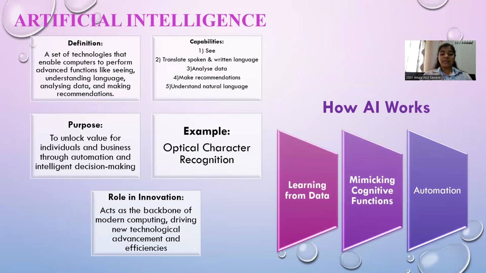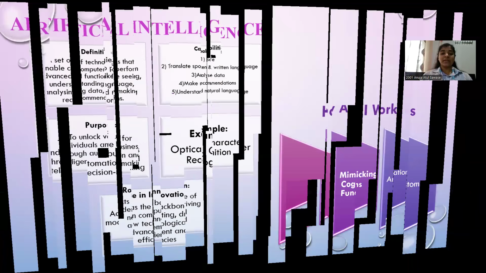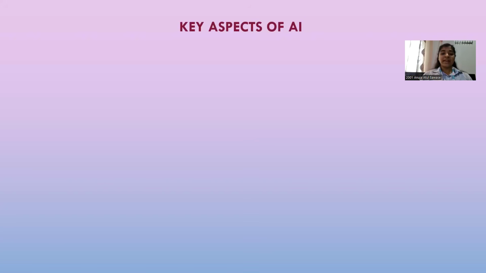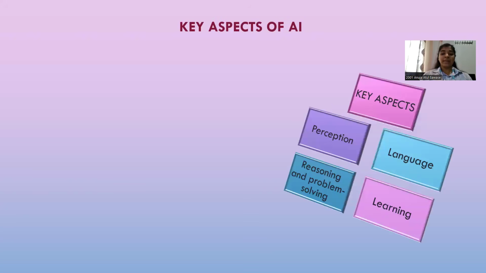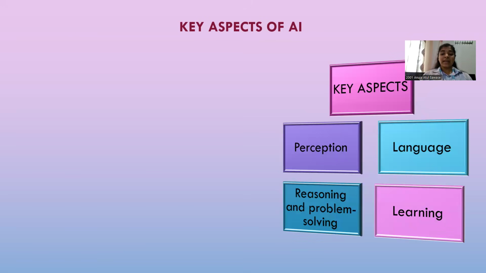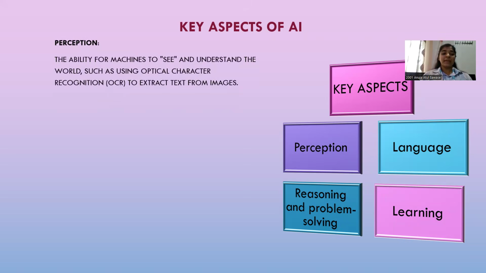Then, how does AI work? AI works in three steps: learning from data, mimicking cognitive functions, and automation. Then the next slide is key aspects of AI. The first is perception. In perception, machines have the ability to see and understand the world, such as using optical character recognition to extract text from images. Then reasoning and problem solving.